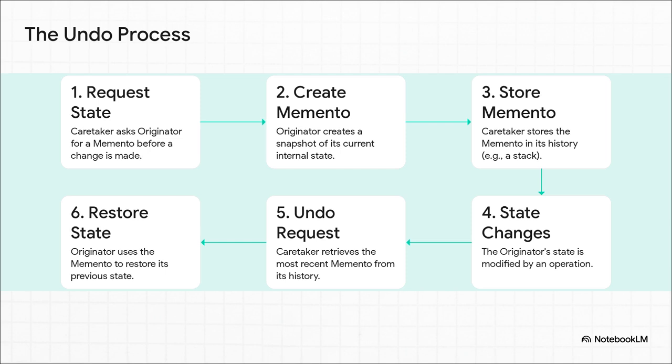Uh-oh, made a mistake? No problem. When you hit undo, the caretaker just grabs the last memento it saved and gives it back to the originator. The originator then uses that snapshot to restore itself to exactly how it was before. It's so clean and effective.